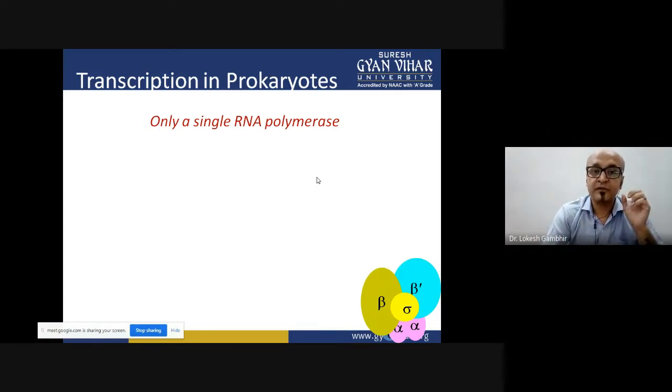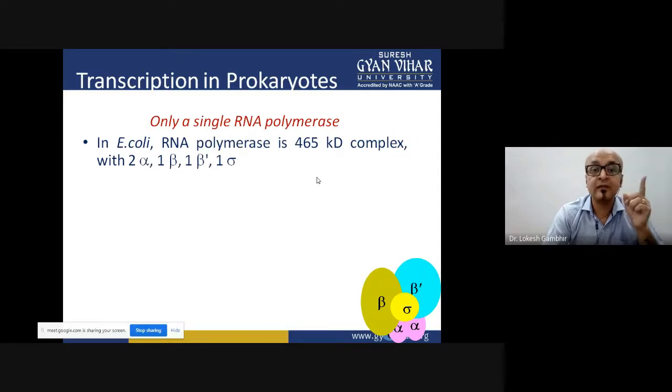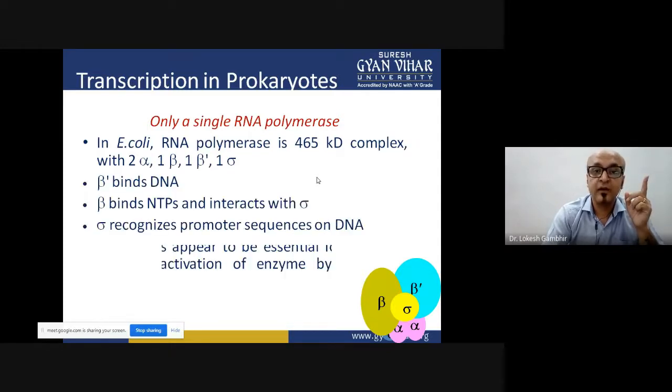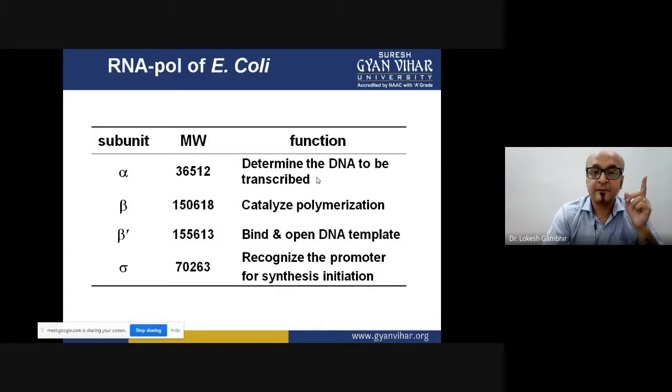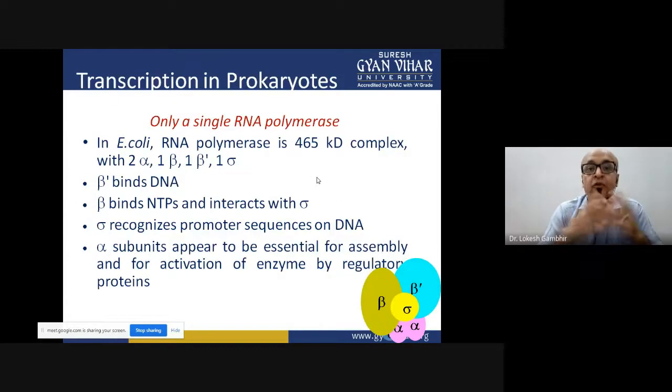RNA polymerase. The prokaryotes have only a single RNA polymerase. Please remember, it contains only a single RNA polymerase. But that RNA polymerase is a complex enzyme. It is made up of 4 types of proteins, 4 types of units. Now, please listen carefully. I have told you 4 types. How many units? If I am talking in terms of number, then there are a total of 5 units.